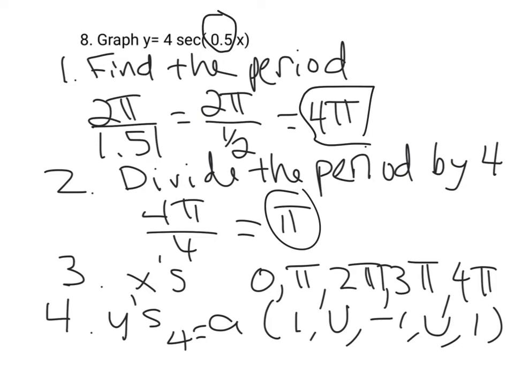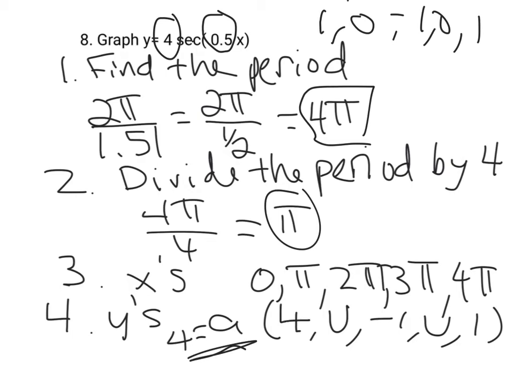And then the y values. Well, secant is 1 over cosine, and if you remember, cosine's y values were 1, 0, negative 1, 0, 1. So since secant is the reciprocal of those values, we're going to get 1, undefined, negative 1, undefined, 1. But I don't have secant here. I have 4 times secant. So my a is going to be 4. So I'm actually going to end up with 4, undefined, negative 4, undefined, 4.